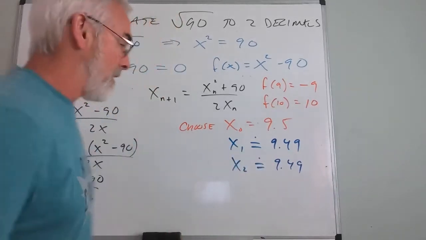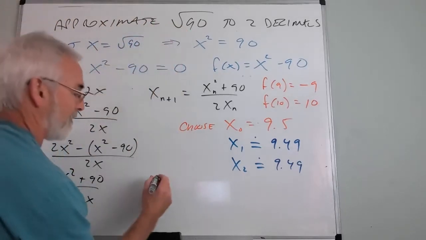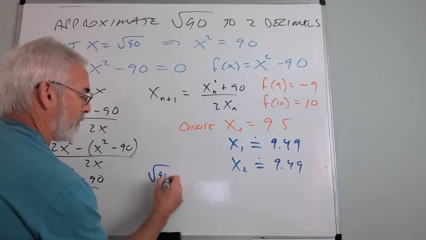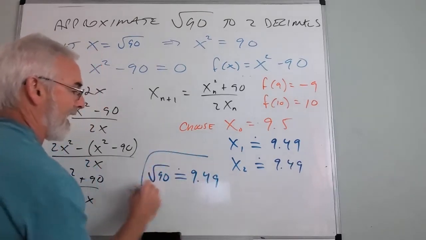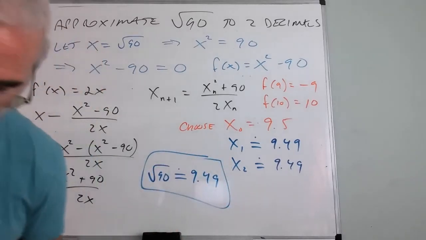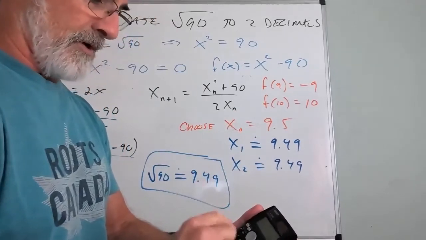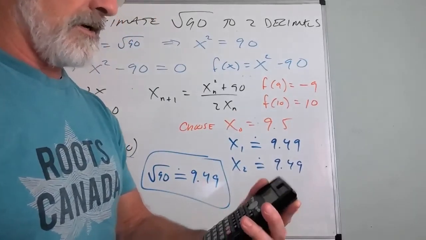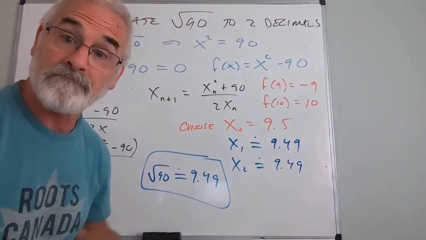So right now, my final answer is, remember I said, approximate this. So the final answer is this. Root 90 is approximately 9.49. That is my final answer. And if I use my calculator to check, I don't need to check the function. Now I can just go square root 90. And I got that. Okay, 9.49 to two places.